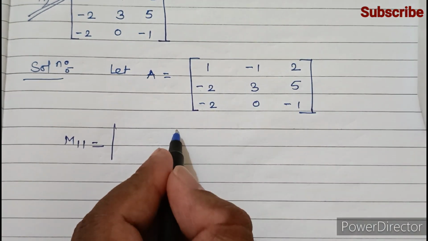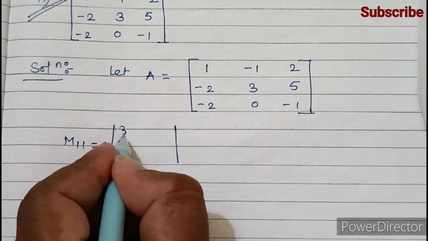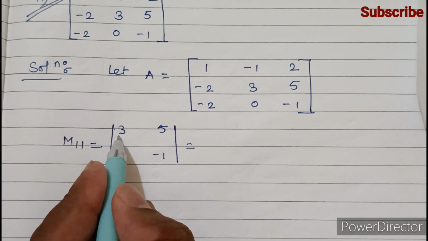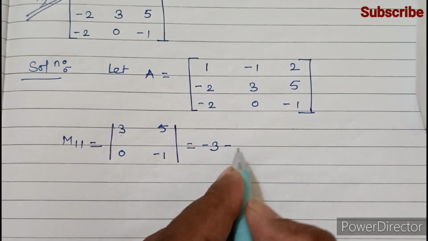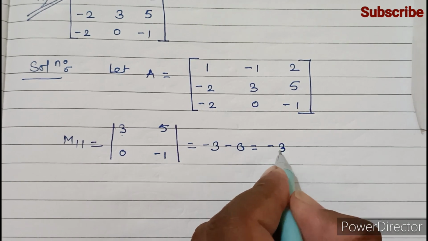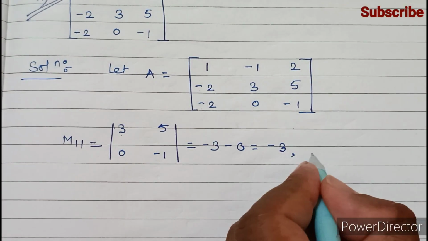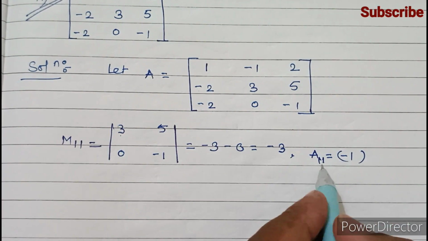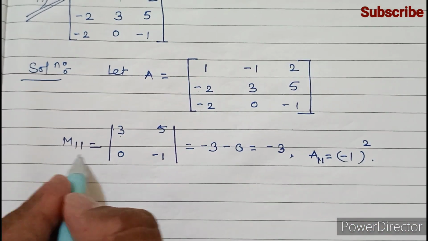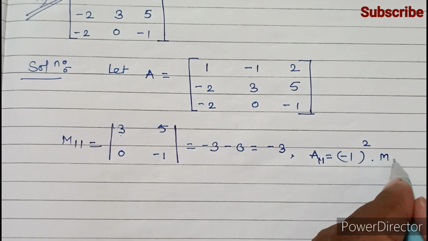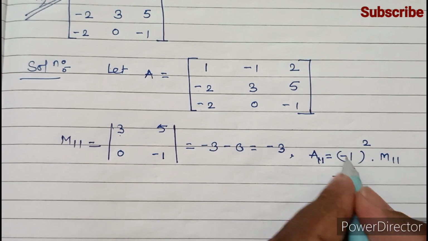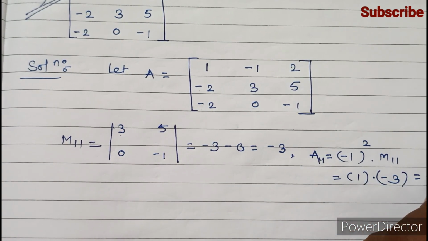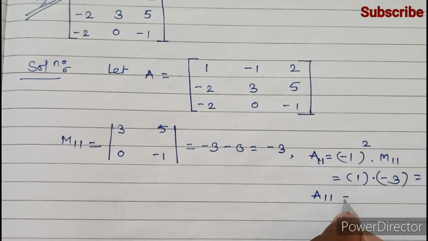Therefore m11 will be equal to the determinant 3, 5, 0 and minus 1. This will be equal to minus 1 into 3, minus 0 into 5, that will be minus 3. Then a11 will be equal to minus 1 to the power 1 plus 1, that is 2, into the minor m11, that is minus 1 to the power 2, that is 1, into m11, that is minus 3, equal to minus 3. The value of a11 becomes minus 3.